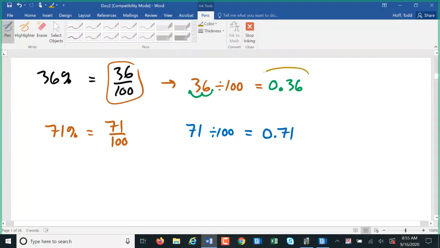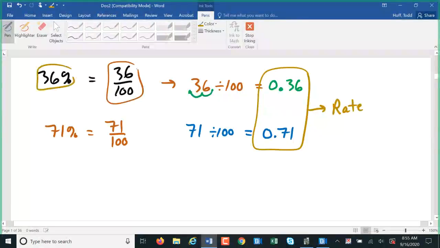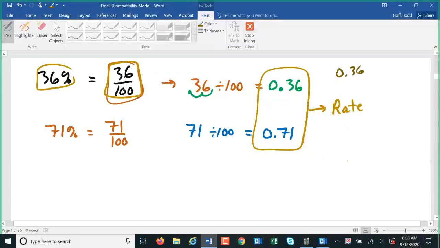Now, just like with fractions, the fractional form of a percent was really a ratio, not actually a fraction. The decimal form of a percent has another name as well. The decimal form of a percent is actually called a rate. It's a unit rate. Whereas 36% does mean 36 out of 100, 0.36 as a rate means 0.36 out of every 1.